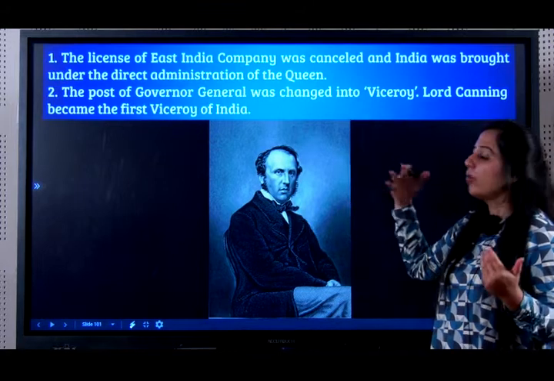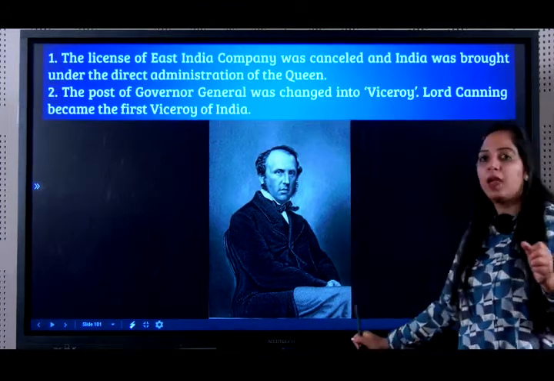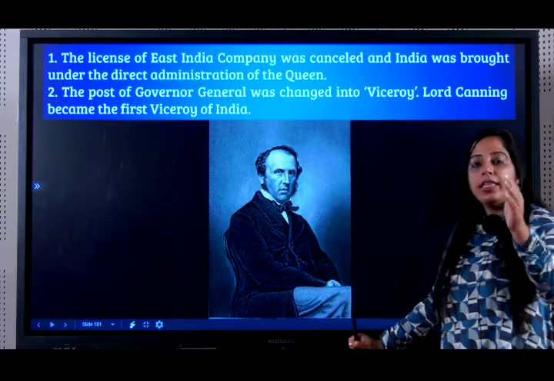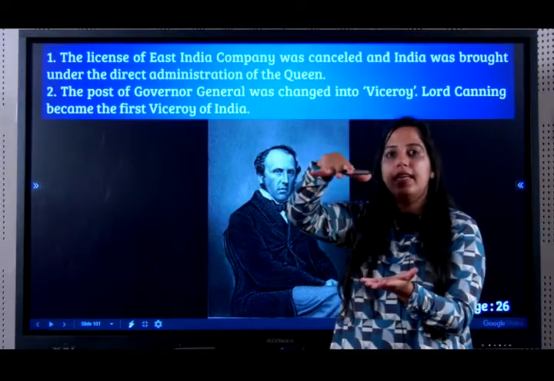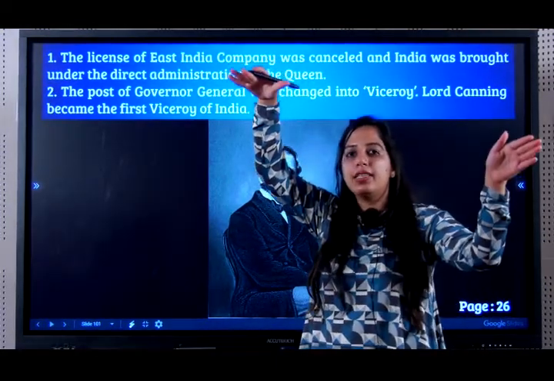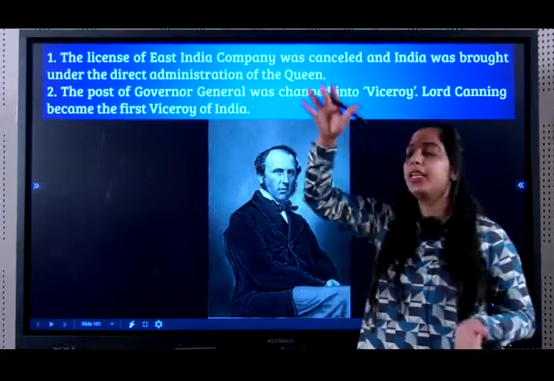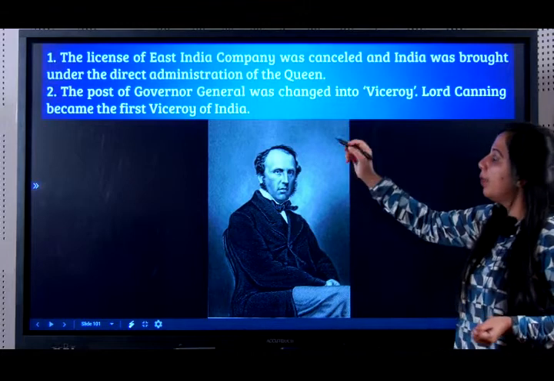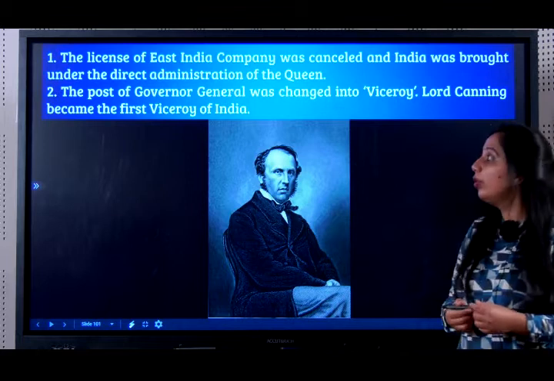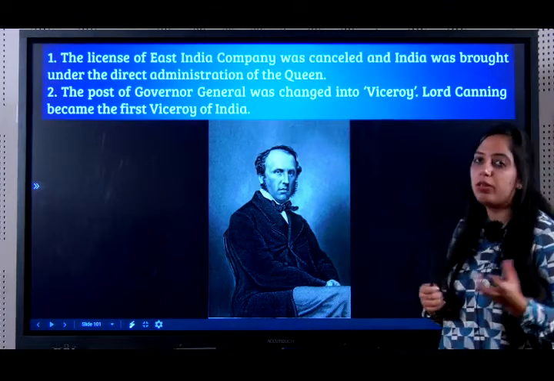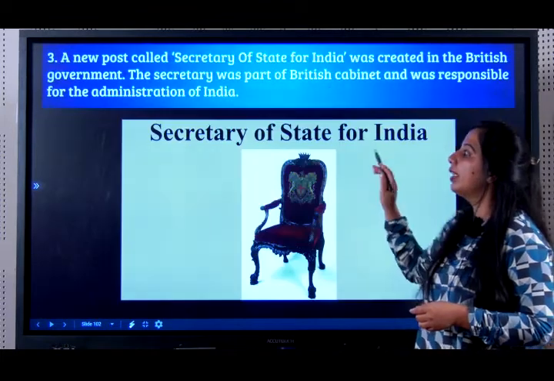The license was cancelled to the English East India Company. Now India didn't have a mediator. So there were Indians, the East India Company, the British government. The East India Company was removed. There's British government and there are Indians in direct contact now. The post of Governor General was changed into Viceroy. Who was the first Viceroy of India? Almost asked every year. Lord Canning was the first Viceroy of India.